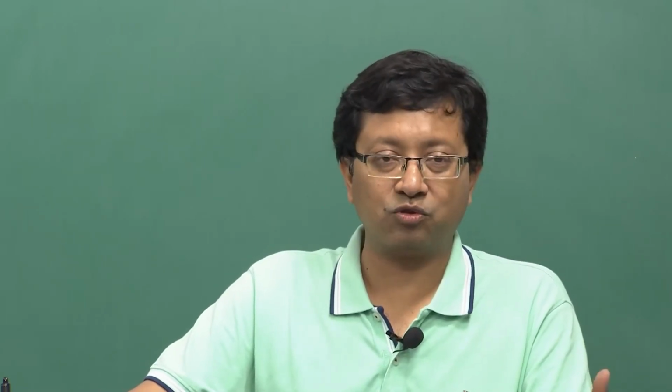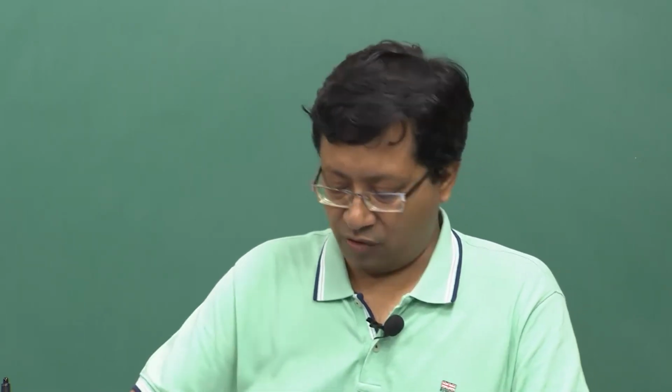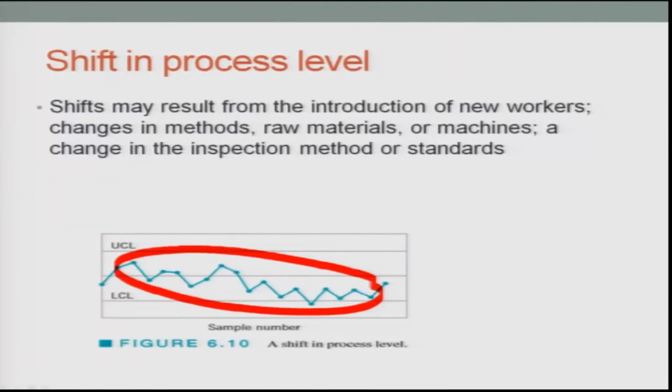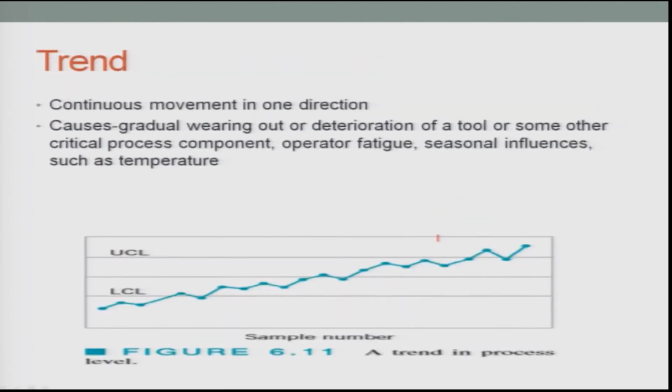Obviously those patterns would have an effect, and if we see, the shift can either go into the downward trend, whether positive or negative we will understand later on, or it can go into the upper trend. So, you have to understand in which direction it is moving and what is the overall effect of this type of shift in the process level. There may be a trend also, that means continuous movement in one direction.